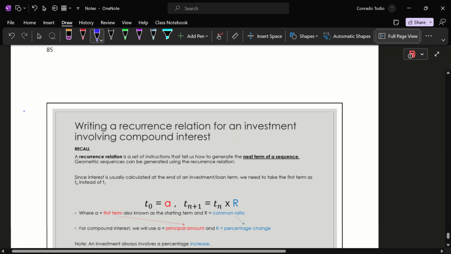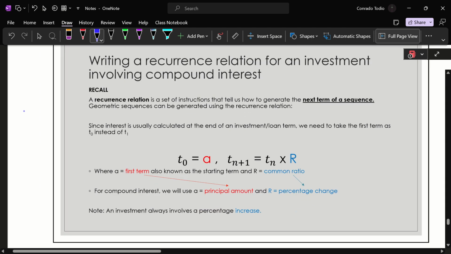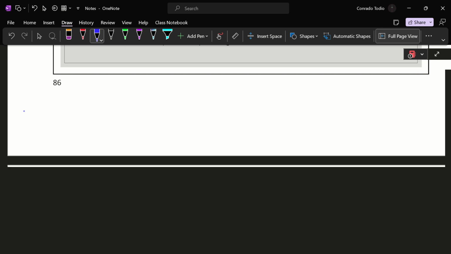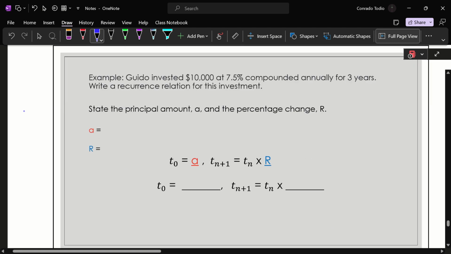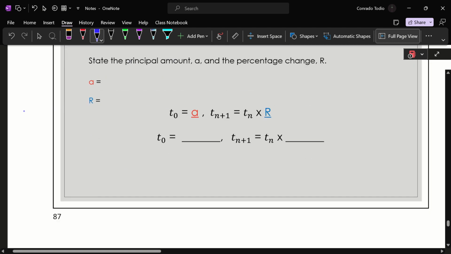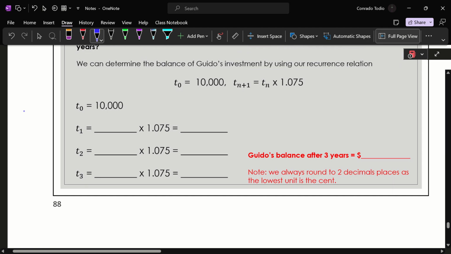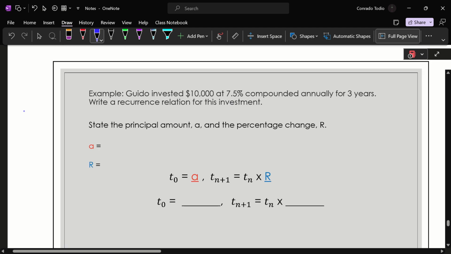So let's keep going. From that, we need to learn how to write a recurrence relation, which you guys already know what that is. You're telling me two things: what's the starting term or the beginning, and then what's the common ratio? Those are two things for any question you get. That's all you need to tell me. So let's do this one here. We're at page 88 now. Let's make a recurrence relation for this.